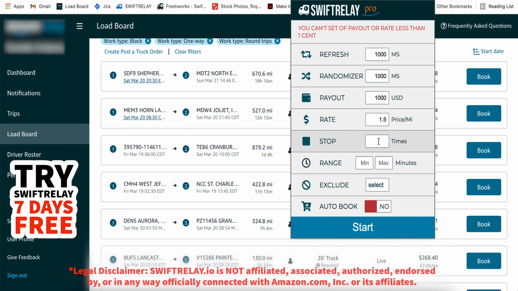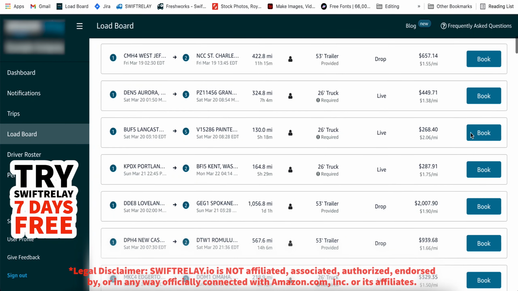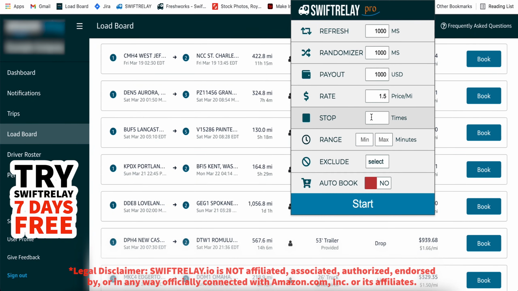Now, the number of stops is the number of pickups and drop-offs. If you look at your load board here, this one is 2 stops, so it's a pickup and a drop-off. This one is 3, this one is 5. So in your SwiftRelay, you want to indicate the number of stops that you're willing to have in this run. For this presentation, let's say 3. So the SwiftRelay is not going to pick this load because it has 5 stops. It's going to try to get the 3 stops one, so it is up to 3 stops.